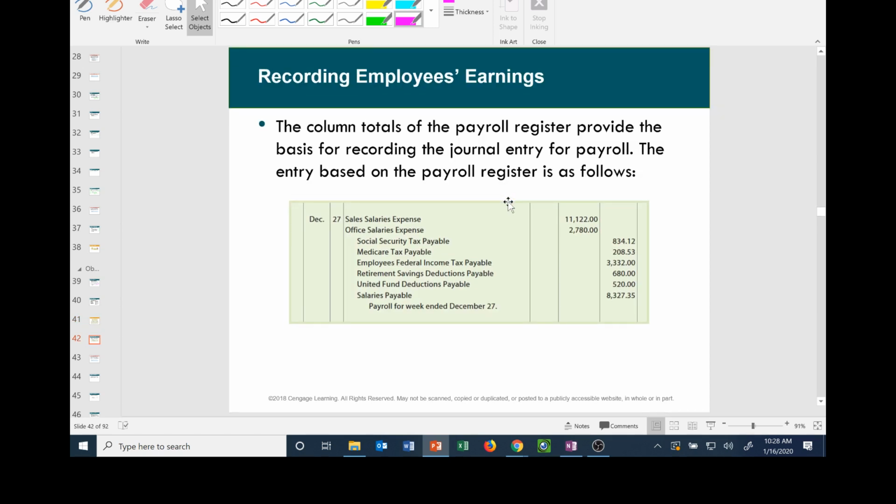Now we want to look at those entries. That's the entry on the employer for the payroll taxes. All right, debit expenses, credit all the payables. Here we credit salaries payable. You could have credited cash if you were paying that day. But the salaries payable is the cash you pay out.